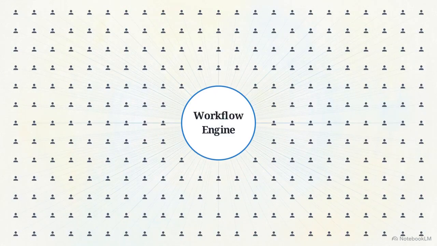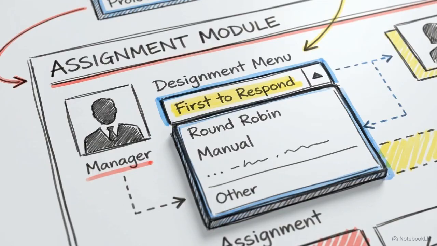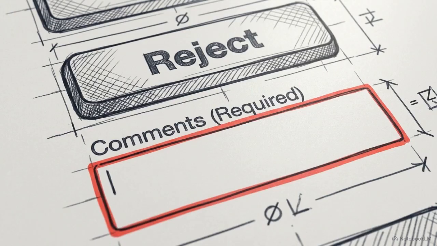Moving to Step 4, we add the Create an Approval action. This is the decision-making core of the system. We configure this block to First to Respond, assign it using our Dynamic Manager variable, and ensure the system requires comments if the manager decides to reject the request.